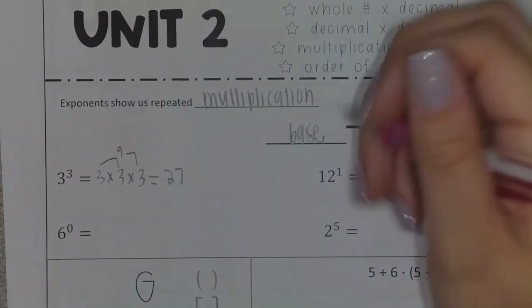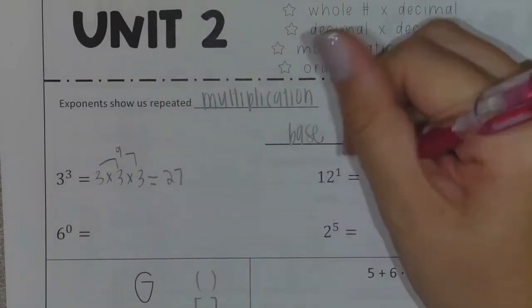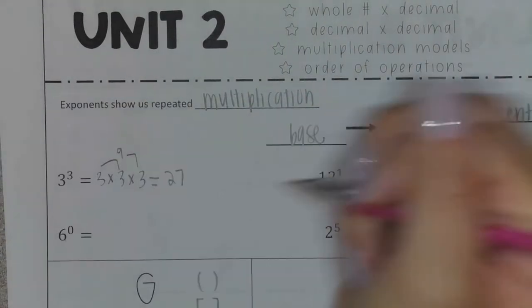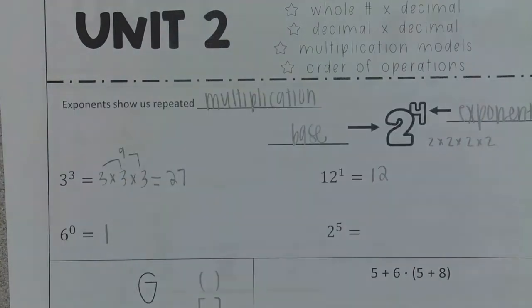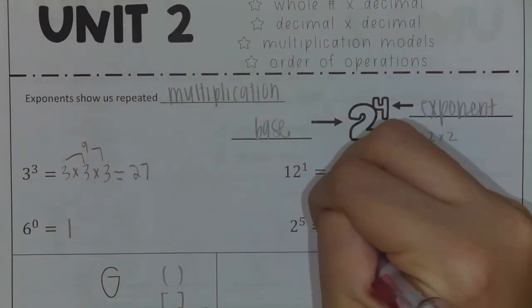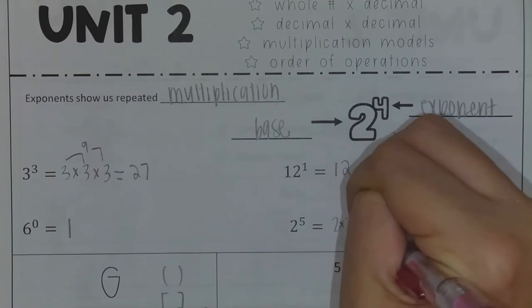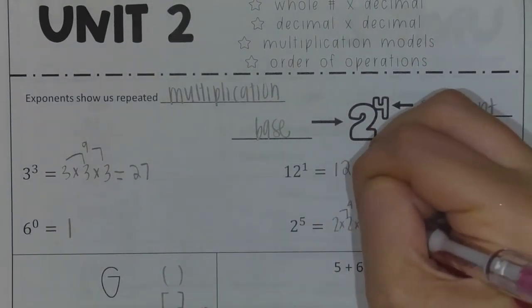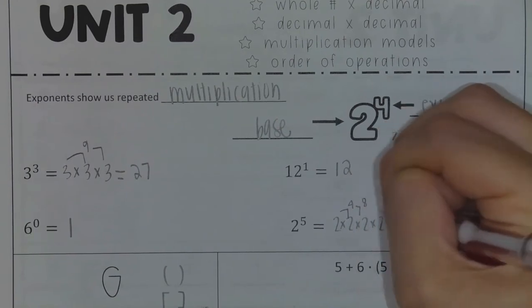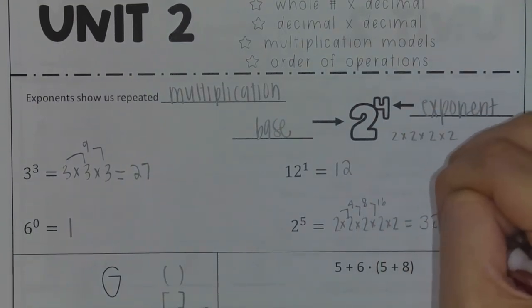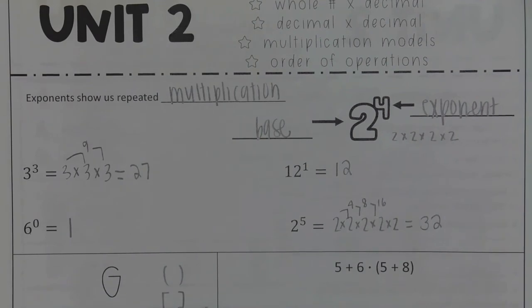12 to the power of 1, well, anything to the power of 1 is just going to be the base, so this would be 12. 6 to the power of 0, anything to the power of 0 is just 1. And then 2 to the power of 5 is the same thing as 2 times 2 times 2 times 2 times 2. So 2 times 2 gives me 4. 4 times 2 gives me 8. 8 times 2 gives me 16. And 16 times 2 gives me 32.